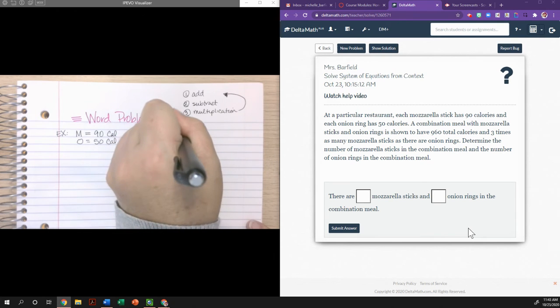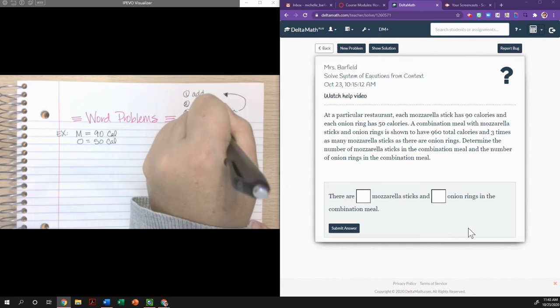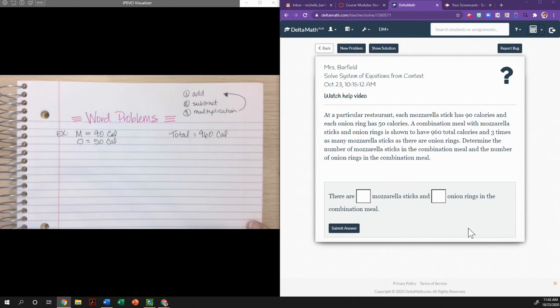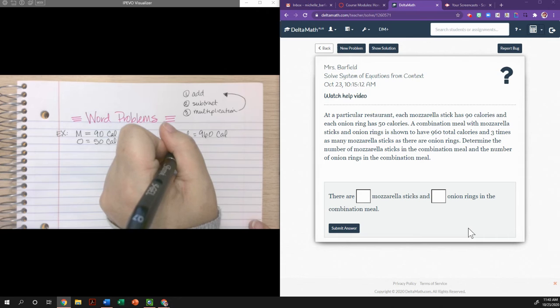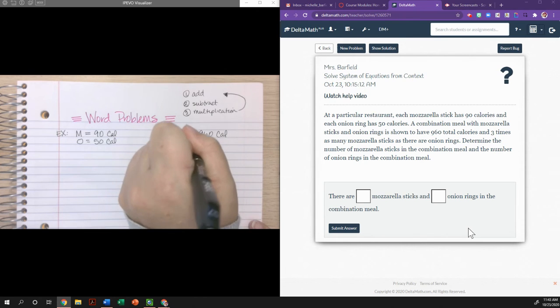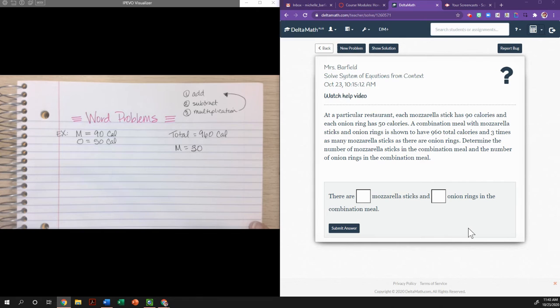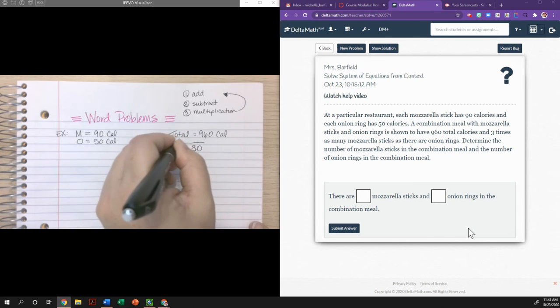All right. So total of 960 calories. And 3 times as many mozzarella sticks as there are onion rings. Okay, so 3 times as many mozzarella sticks as there are onion rings. All right, so that means if I want to figure out how many mozzarella sticks there are, I'm going to have to multiply my onion rings by 3. All right, so determine the number of mozzarella sticks in the combination meal and the number of onion rings in the combination meal.